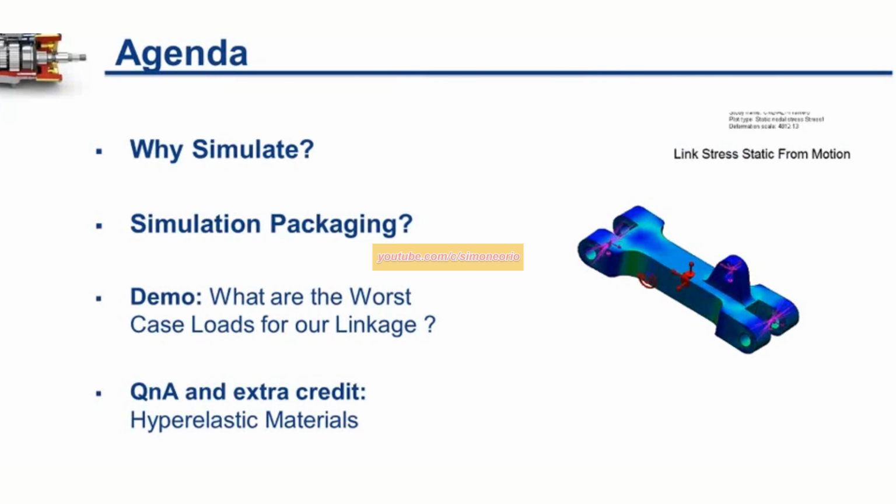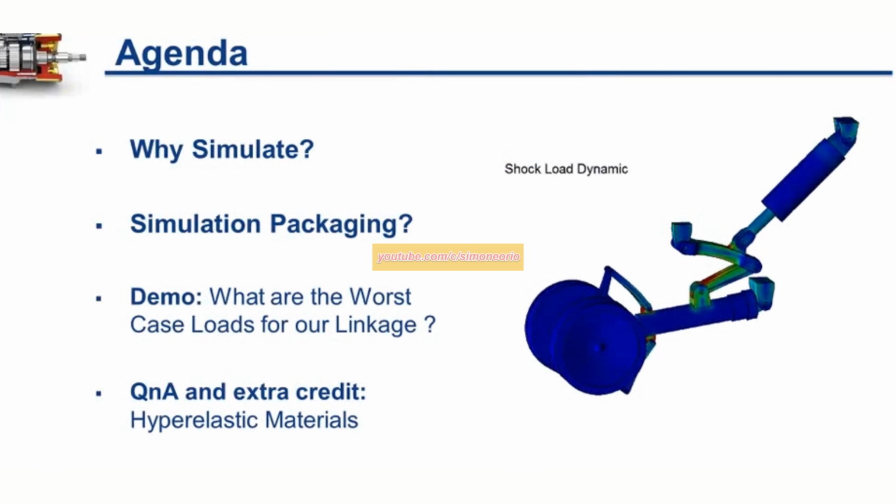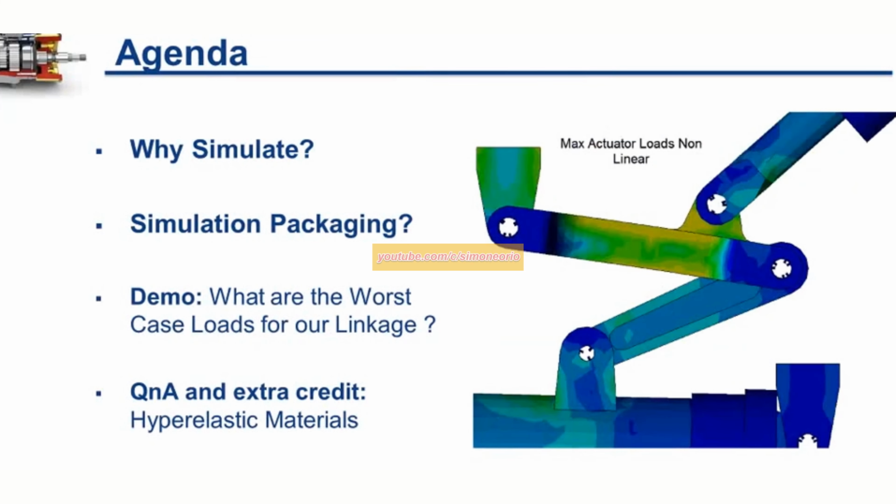One of those conditions is going to be a harsh landing load. Another one of those is going to be normal operating cruising loads for our landing gear. There'll be dynamic shock loads that we're going to look at. And then misuse or abuse loads, where maybe our linkage is stuck and our actuators are applying full power. What's going to happen to our system when we do that?